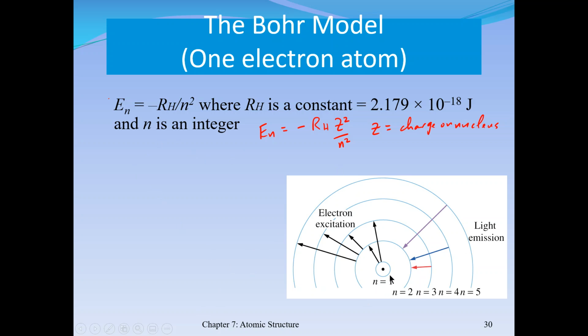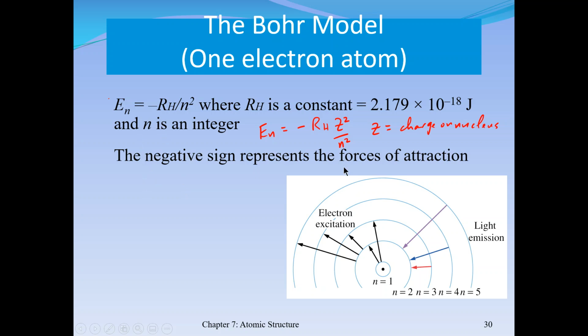What you'll find is that as you go away from the nucleus, from one orbit to the other, the energy of the orbit will increase. As n increases, and because of this negative sign, the actual value of the energy will increase as a result. So the energy increases as the orbit is further away from the nucleus. One important thing I want to mention is that the negative sign represents the force of attraction that exists between the electrons in the orbit and the positively charged nucleus. And speaking of the nucleus, we have to take into account the charge of the nucleus as well.